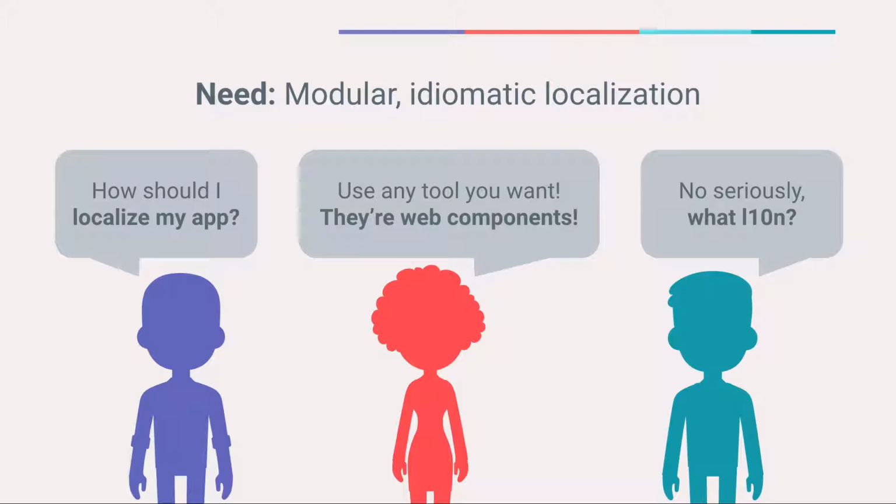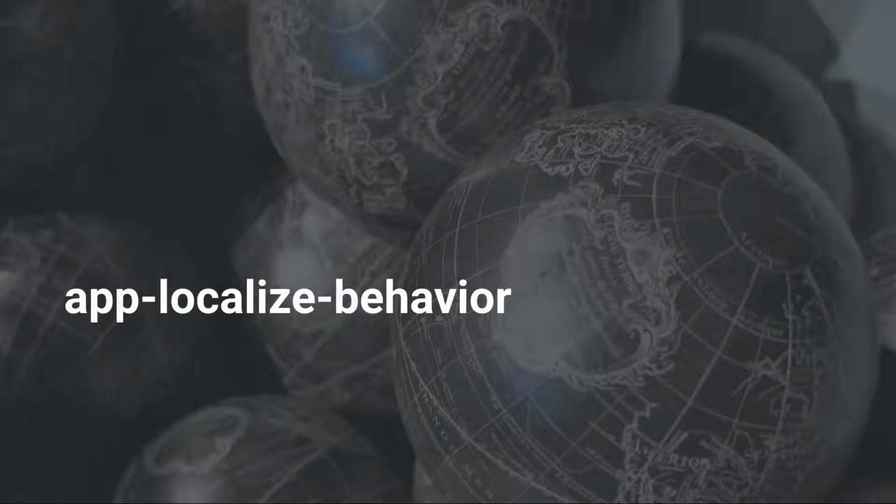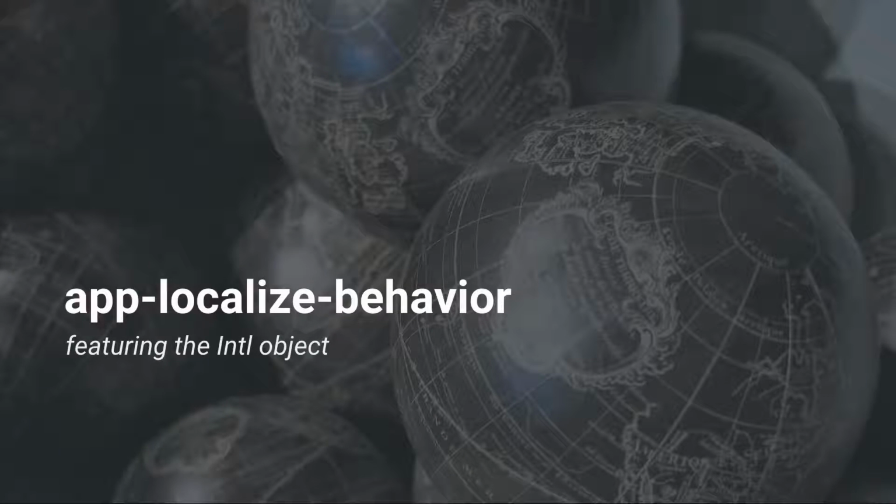Again, very common question. And we've always said, they're just web components. There are a million ways to localize an app. Use whatever one is most appropriate for what you're building. But we wanted to build an idiomatic, platform-embracing way to localize applications. So we built the app localize behavior. And what's great about the app localize behavior is it uses the platform. It uses the Intl object, which is a standard JavaScript object to provide localization data. And it's broadly cross-browser supported. And where it isn't supported, there's a polyfill.